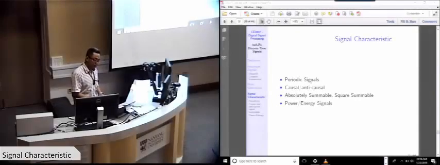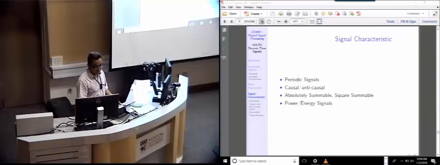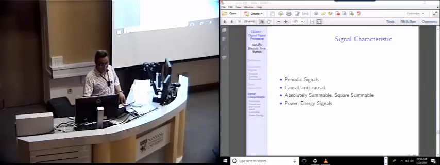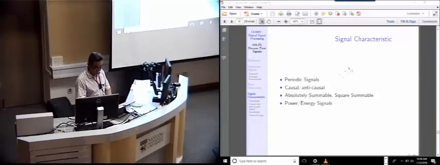Let's now discuss the following signal characteristics. We're now introducing terminology so that it will be easier to talk about questions, talk about properties. We're interested in properties such as whether the signal is periodic or not. This is in the tutorial. Whether the signal is causal or anti-causal, or one more is non-causal, and whether absolutely summable or square summable, whether it's a power or energy signal. So let's talk about these four properties or characteristics.